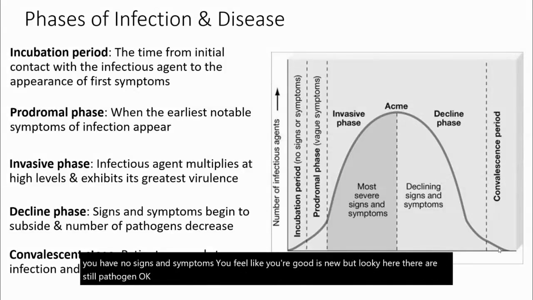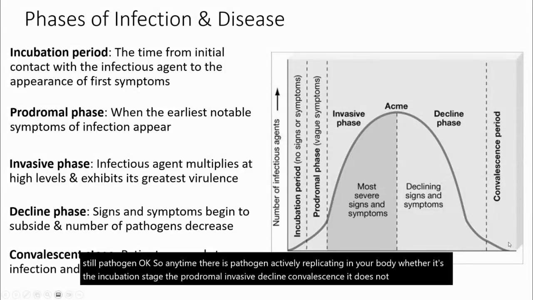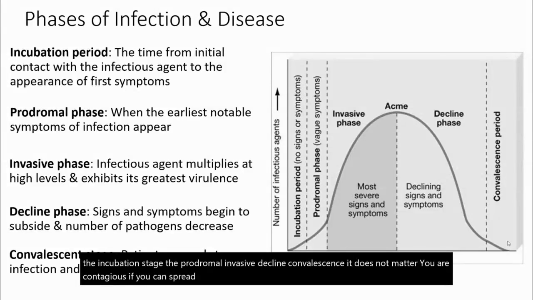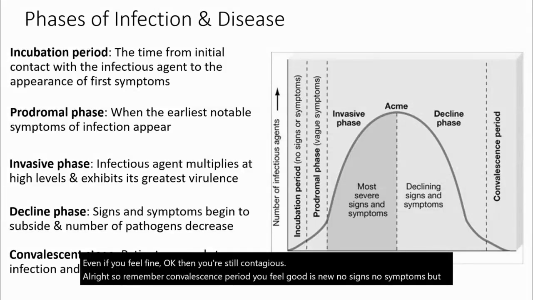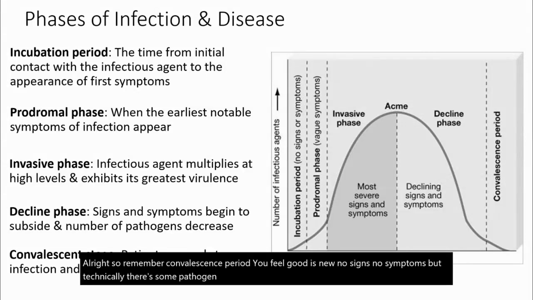So anytime there is pathogen actively replicating in your body, whether it's the incubation stage, the prodromal, invasive, decline, convalescence, it does not matter. You are contagious. If you can spread the pathogen to somebody else, even if you feel fine, okay, then you're still contagious. All right. So remember, convalescence period, you feel good as new, no signs, no symptoms, but technically there's some pathogen left. Once they're all gone, right, then you are back to normal.